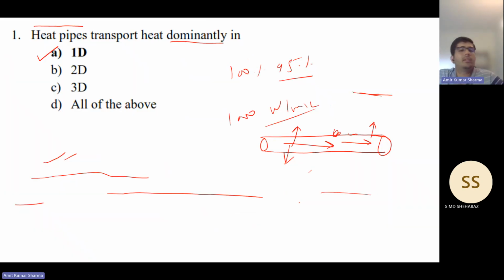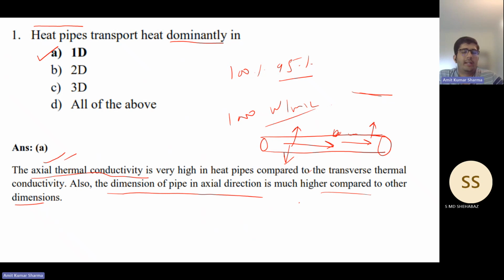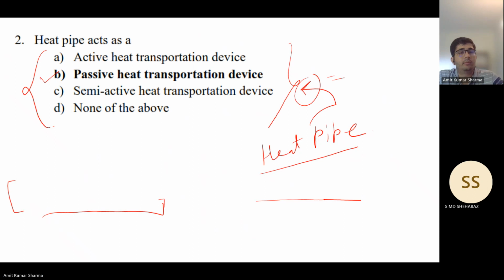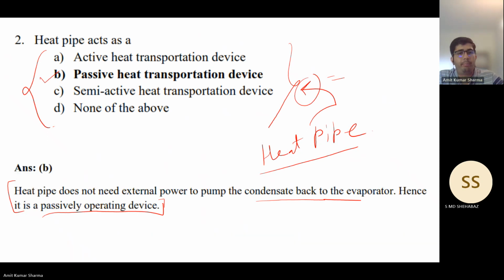So the first question we discussed was about heat pipes transporting heat dominantly in one direction, so it was 1D. We have also seen the theory about this. The heat pipe acts as a passive heat transportation device, because it does not need external power to pump the condensate back to the evaporator, and hence it is a passively operating device.